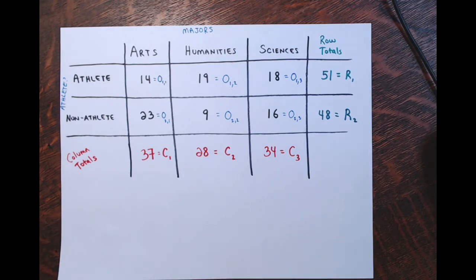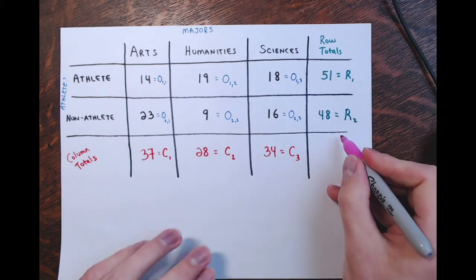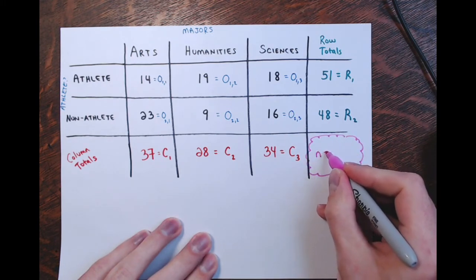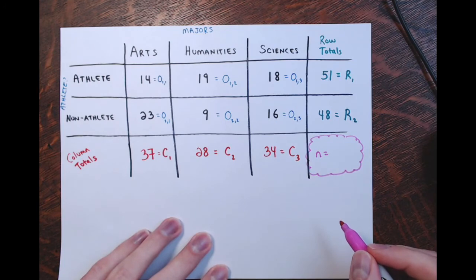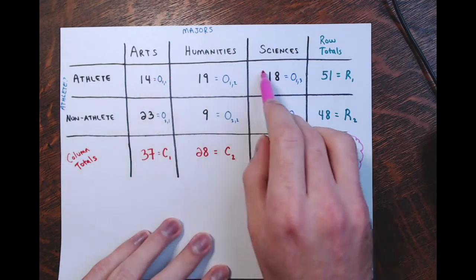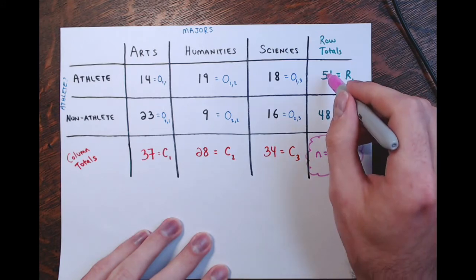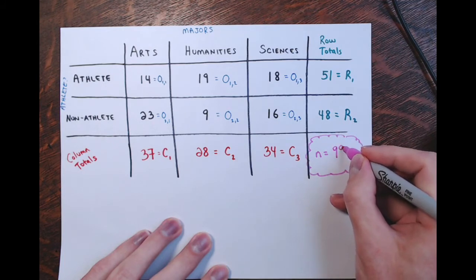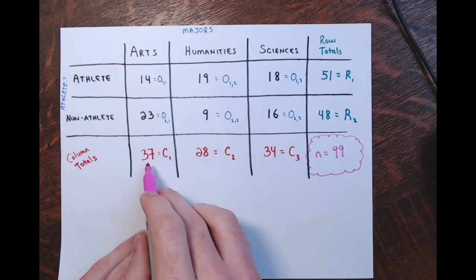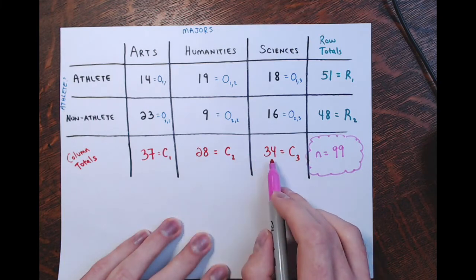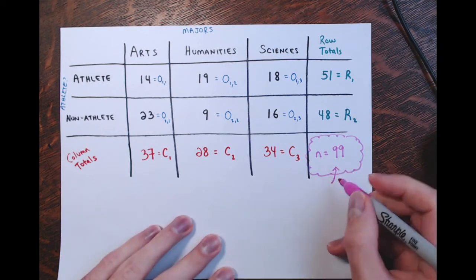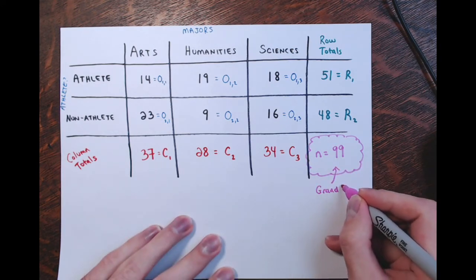And then in the very lower right-hand corner, I've got the grand total. This is N, the sample size. This is how many students were surveyed, the total sum of all 6 of these observed cells. Well, you can add up the athletes and the non-athletes, which make a total of 99. So there were 99 students. Or you could take the arts majors, the humanities majors and the science majors and notice that that also adds up to 99. So this is the grand total, the whole sample size.